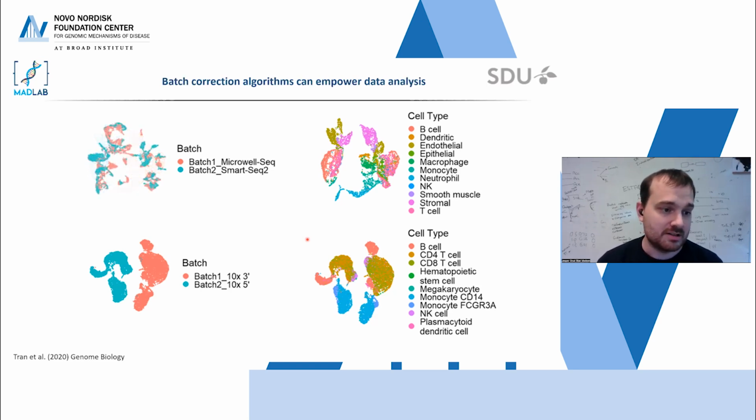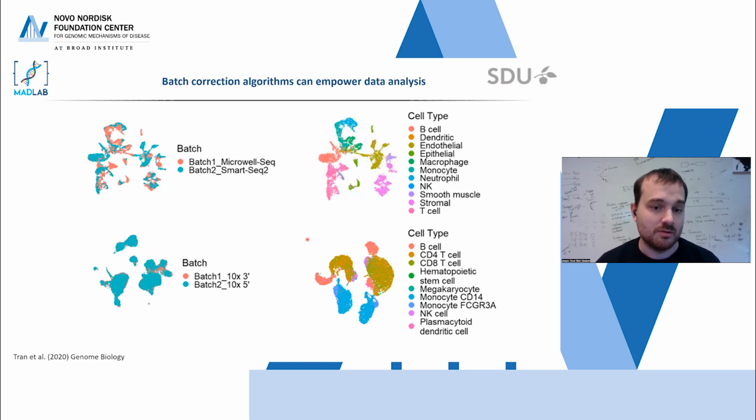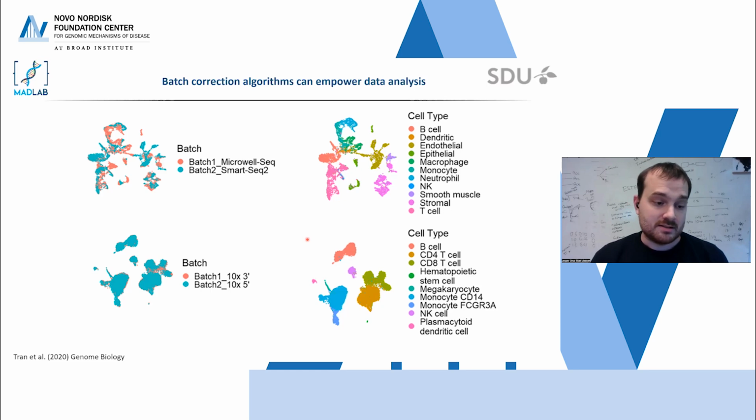And the aim of batch correction methods is something like this, where we want to mix the cells from different batches. It can look like this or this. And what should then happen is that the cells should now separate by cell type rather than by batch. And that seems to work quite nicely, at least in these two examples.